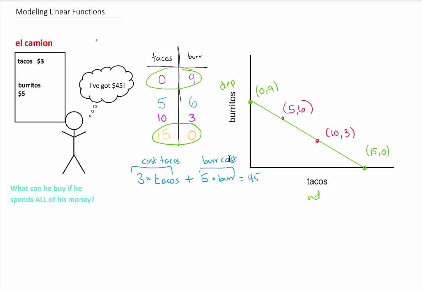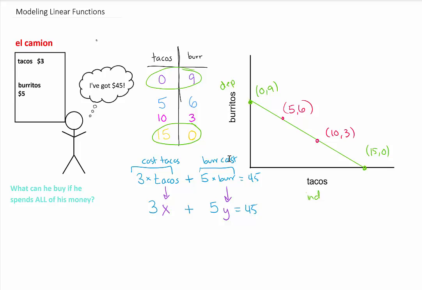So if we define our variables, remember we put tacos on the x-axis, we'll call the number of tacos x, and we'll call the number of burritos y. Then we can write a really simple equation. Take the number of tacos and multiply by 3. Take the number of burritos and multiply that by 5. That's going to be how much money we spend on burritos and tacos. Add those 2 amounts together, and you get 45.